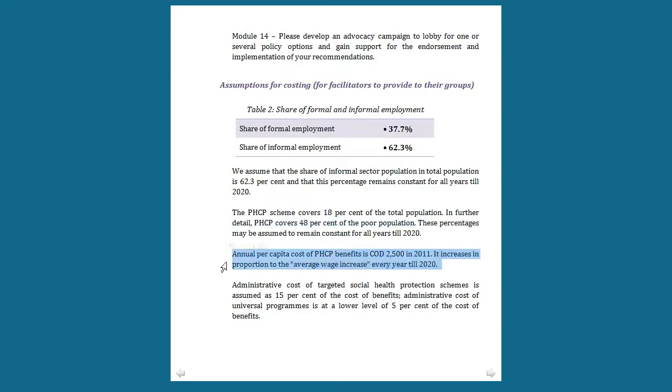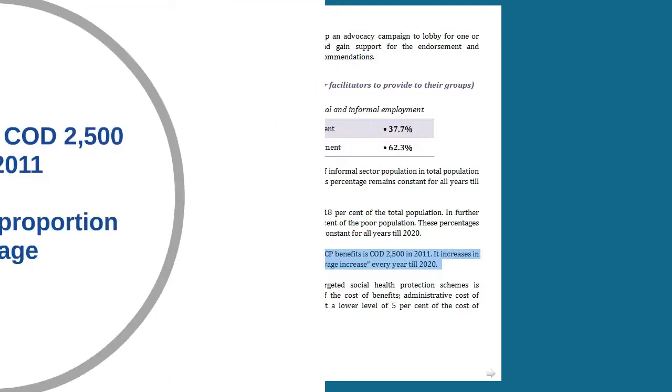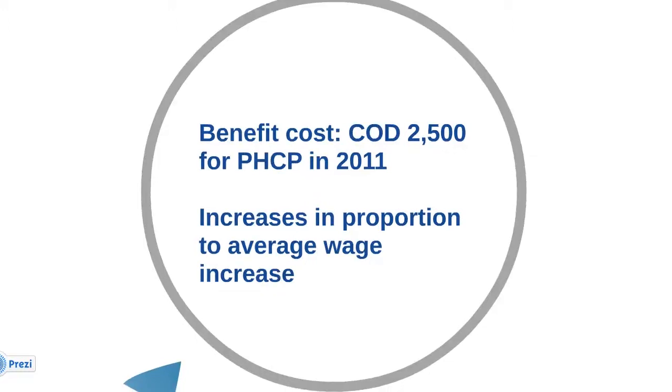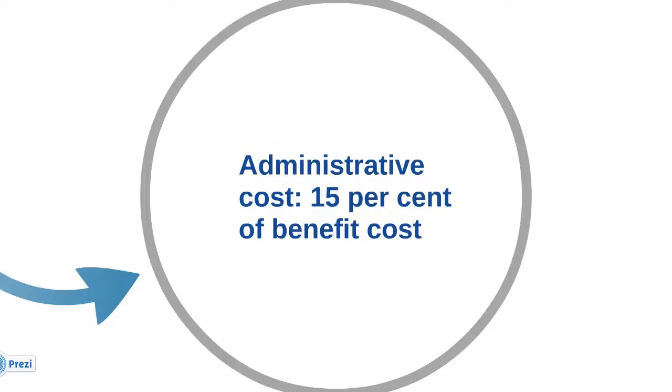In 2011, the actual per capita cost of PHCP benefits was 2,500 dynes. This is assumed to increase every year with average wage increase, because the largest component of healthcare costs is made up of wages for doctors, medical staff, and manpower costs. Thus, the cost of providing healthcare services is indexed on average wage increase in the country. The administrative cost is assumed as 15% of the cost of benefits, which is similar to the administrative cost for other targeted schemes in the country.